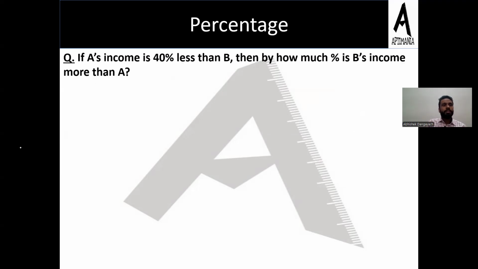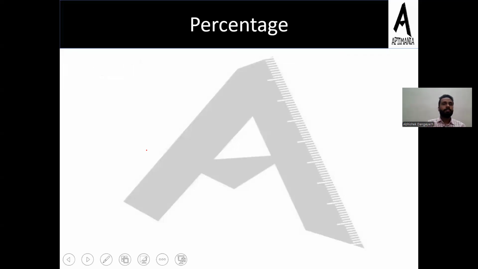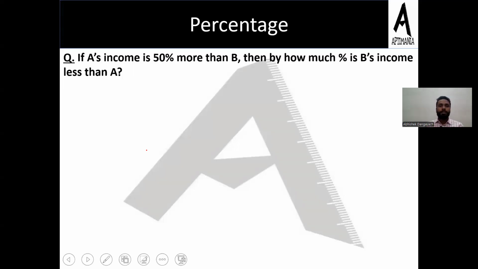Okay, going ahead, the next question is on the screen. If A's income is 50% more than B, then by how much percent is B's income less than A? Again, the same procedure. Pause the video, get the solution, get the answer, and then we'll check it.